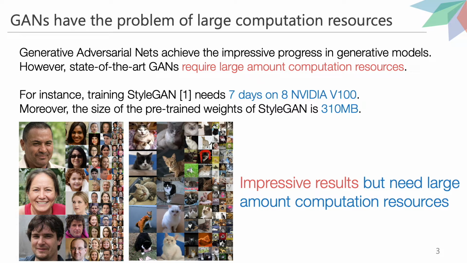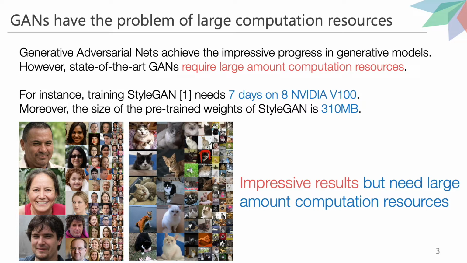Recently, generative adversarial nets, also known as GANs, achieved impressive progress in generative models. One of the state-of-the-art GANs is StyleGAN. Face images generated by StyleGAN are indistinguishable from real face images. However, state-of-the-art GANs require a large amount of computational resources. For instance, training StyleGAN needs 7 days on 8 NVIDIA Tesla V100. We cannot train StyleGAN easily.